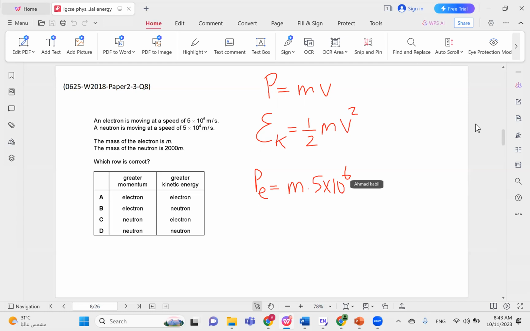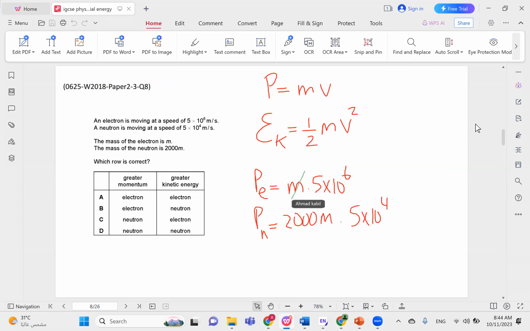And the momentum of the neutron is 2000 m times, the dot here denotes multiplication. It's not a decimal, it's multiplication. 2000 m times 5 times 10 to the power of 4. And we are asked which of these has a greater momentum to begin with. So which of these two quantities is greater? They both have m. Let's cancel things out to compare.